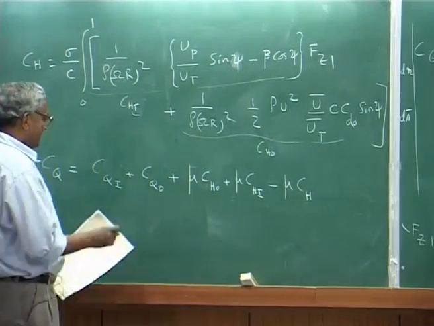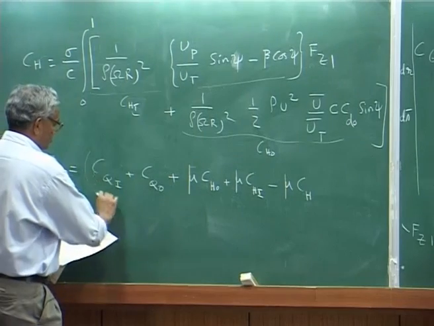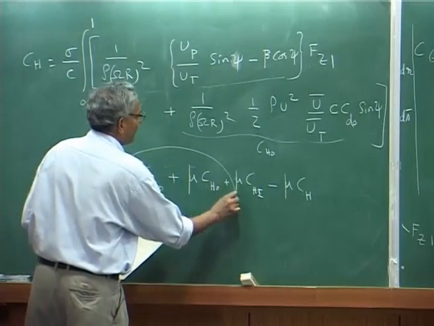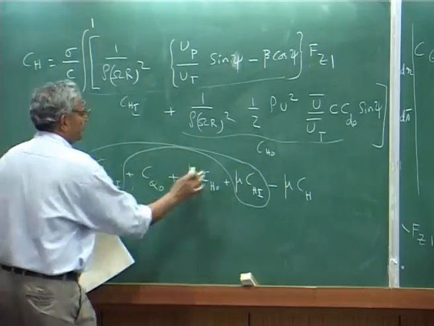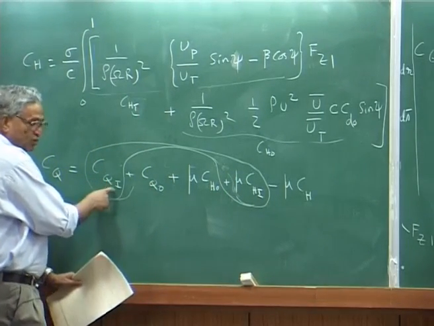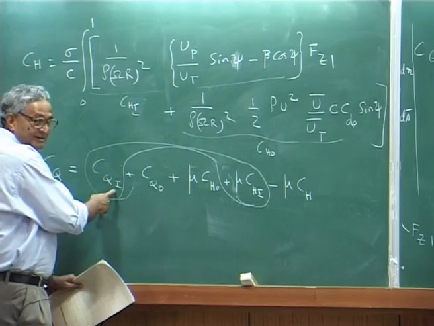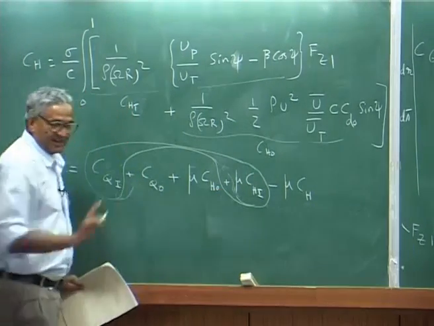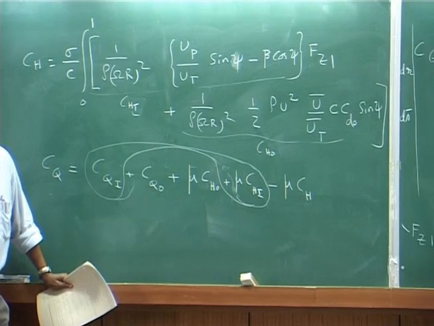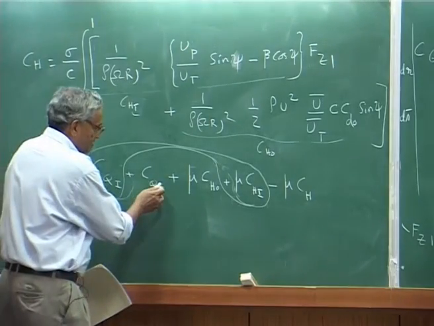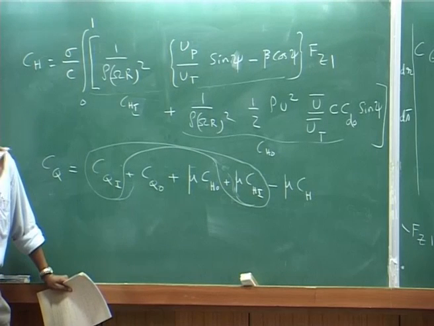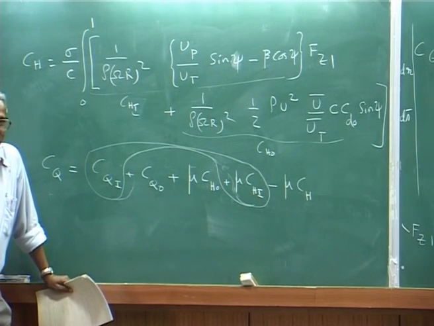Now what is done is they calculate these two, you add these two terms. That is CQI plus mu CHI, you understand. Then CQ naught plus mu CH naught, like that you combine the terms.